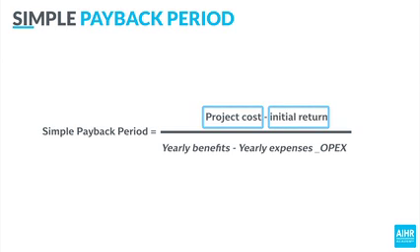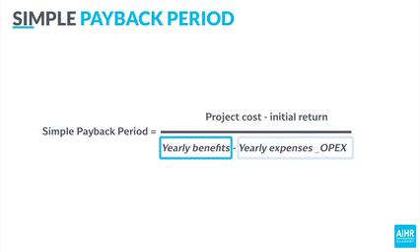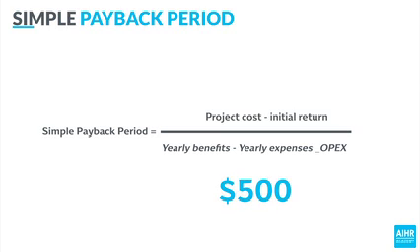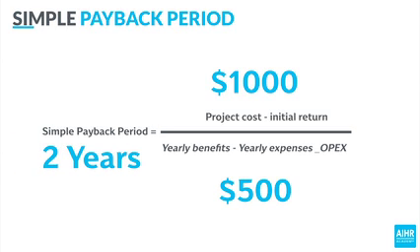And that number is divided by your yearly benefits minus your yearly expenses. And that makes sense. If you have yearly benefits of $1,000 and you have yearly expenses of about $500, then each year you earn back $500. So then your project cost minus your initial return will be divided by the income you get from the project. So say the project costs $1,000, that's project cost minus initial return, and you divide it by the $500 that comes in every single year, then it takes you 2 years to pay it back. That's the formula for the simple payback period.